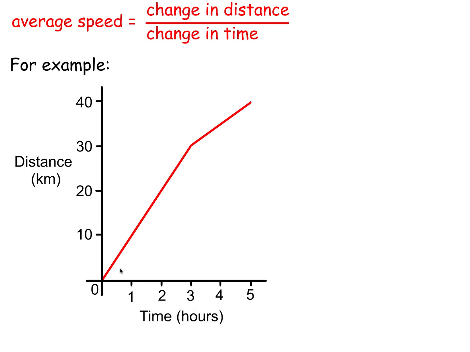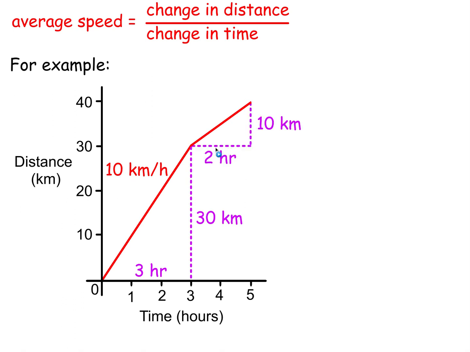So here, the total time taken is 5 hours to travel a total distance of 40 kilometers. But it's in 2 stages. In the first stage, 30 kilometers was travelled in 3 hours. So the average speed there is 30 divided by 3, 10 kilometers per hour. The next stage, the last 2 hours, to travel the remaining 10 kilometers. That's an average speed of 10 divided by 2, 5 kilometers per hour. So travelled at 10 kilometers per hour, then travelled at 5 kilometers per hour.